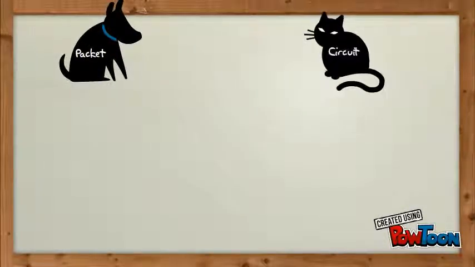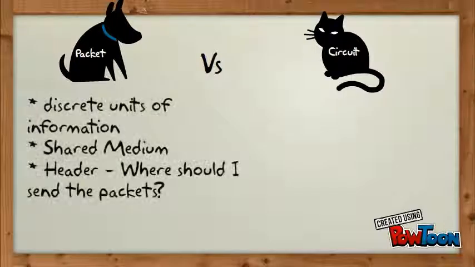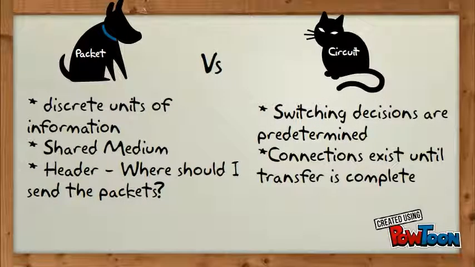Packet switching versus circuit switching. Both have their own pros and cons. For example, packet switching sends units of information on a shared medium. The header will wait to send the packets. In circuit switching, the decisions are predetermined and the connections exist until the transfer is completed, so it's totally dedicated.